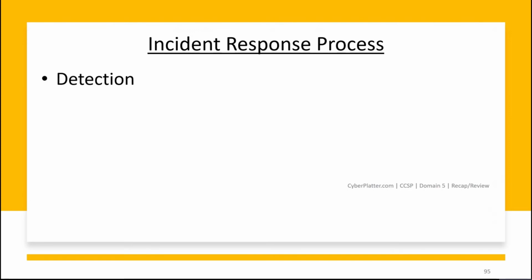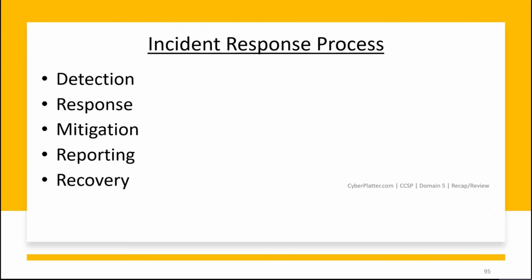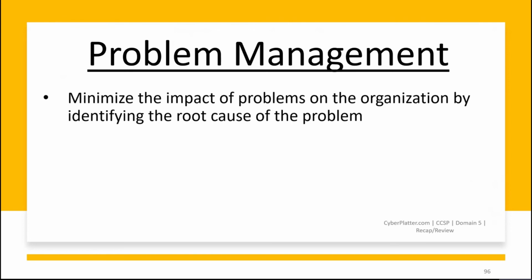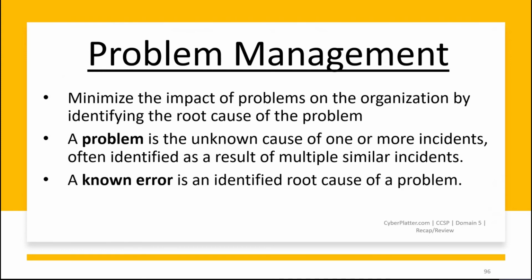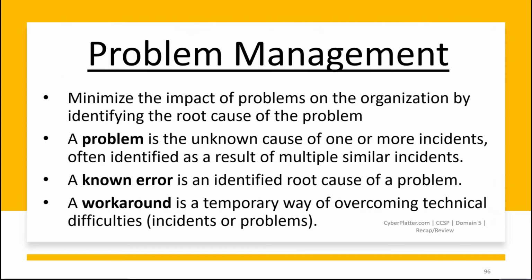Incident response process: detection, response, mitigation, reporting, recovery, remediation, lessons learned. Problem management: minimize the impact of problems on the organization by identifying the root cause of the problem. A problem is the unknown cause of one or more incidents, often identified as a result of multiple similar incidents. A known error is an identified root cause of a problem. A workaround is a temporary way of overcoming technical difficulties, incidents, or problems.